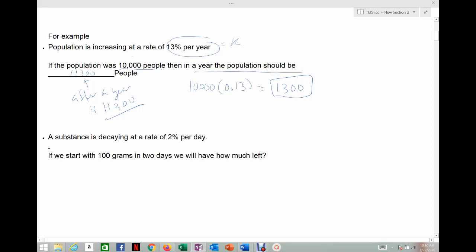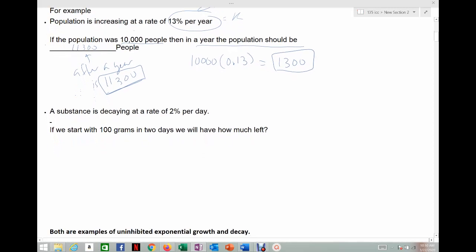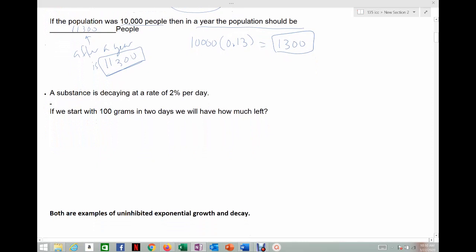And that's what we mean by a rate proportional to its size. The next year, it would grow by 13% of the 11,300. So 2 years later, it would grow by the new value. Again, it's a little bigger, it'll grow by a little more, but the consistent thing is it's growing at the same rate. The size is getting bigger. Now, an example of decay. A substance is decaying at a rate of 2% per day. Again, that would be the k value.